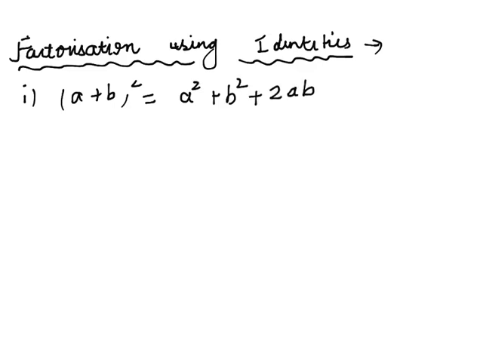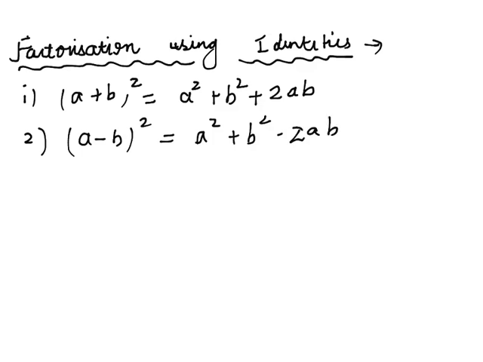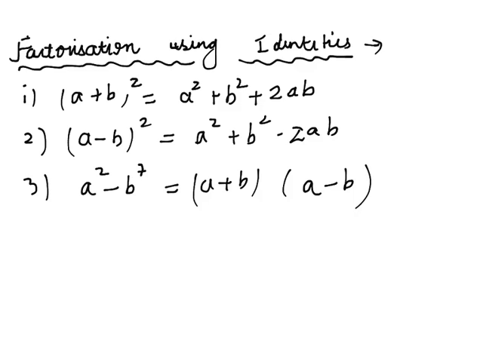Next identity that we will use to find the factor is a minus b whole square. It will be a square plus b square minus 2ab. And the last identity that we will use will be a square minus b square, that we can write like a plus b and a minus b. So all these identities we will use to find the factor. Let's see some examples of how we will use these identities.